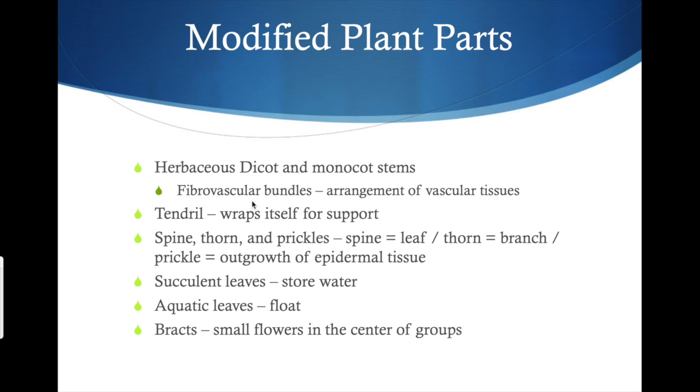Okay, so you have herbaceous dicot and monocot stems. Right, tendril wraps itself for support. Spine, thorn, and prickles. Right? A spine is a leaf, a thorn is a branch, and a prickle is an outgrowth of epidermal tissue. So they have specific classifications in science, right? Succulent leaves store water, aquatic leaves float, and bracts are small flowers in the center of groups, okay?